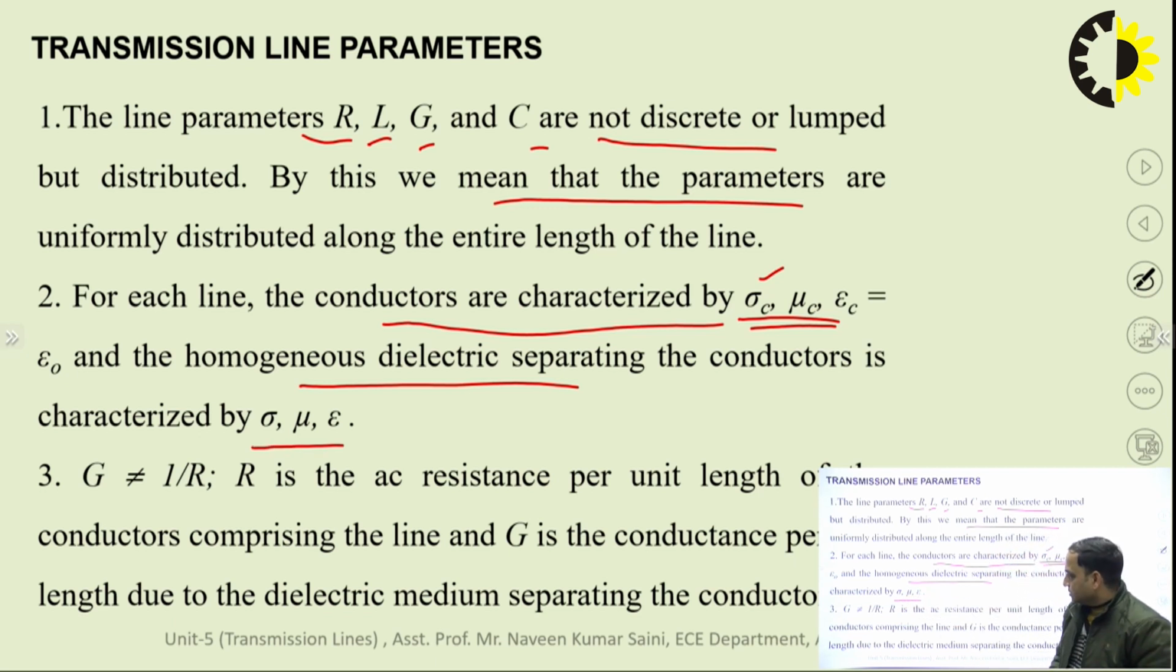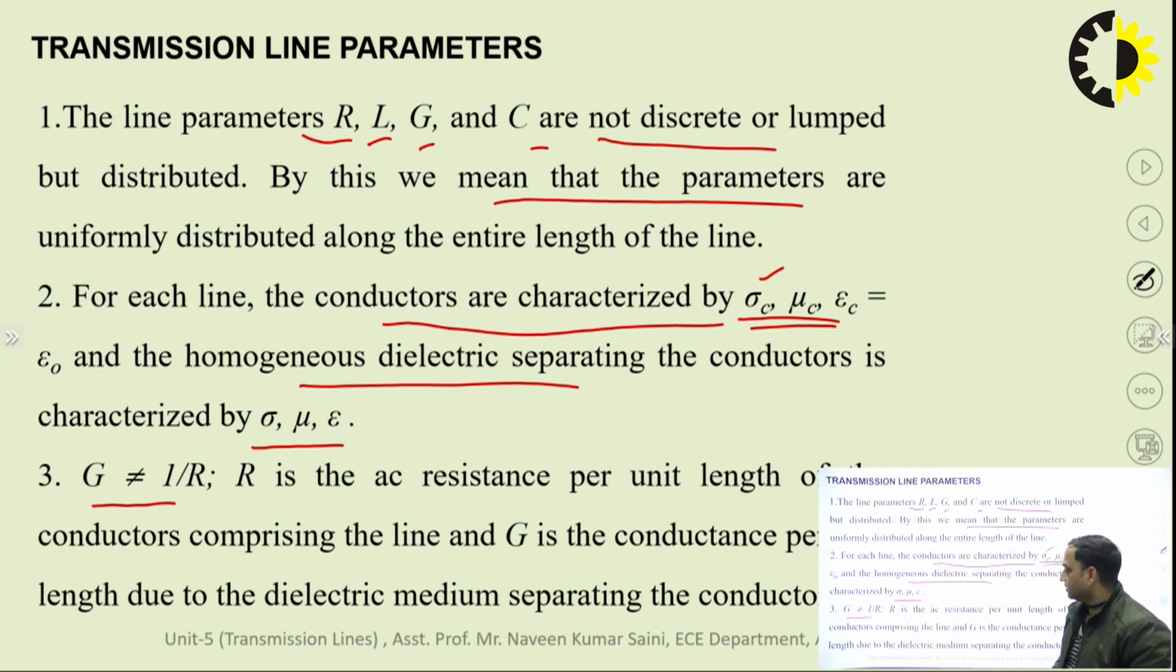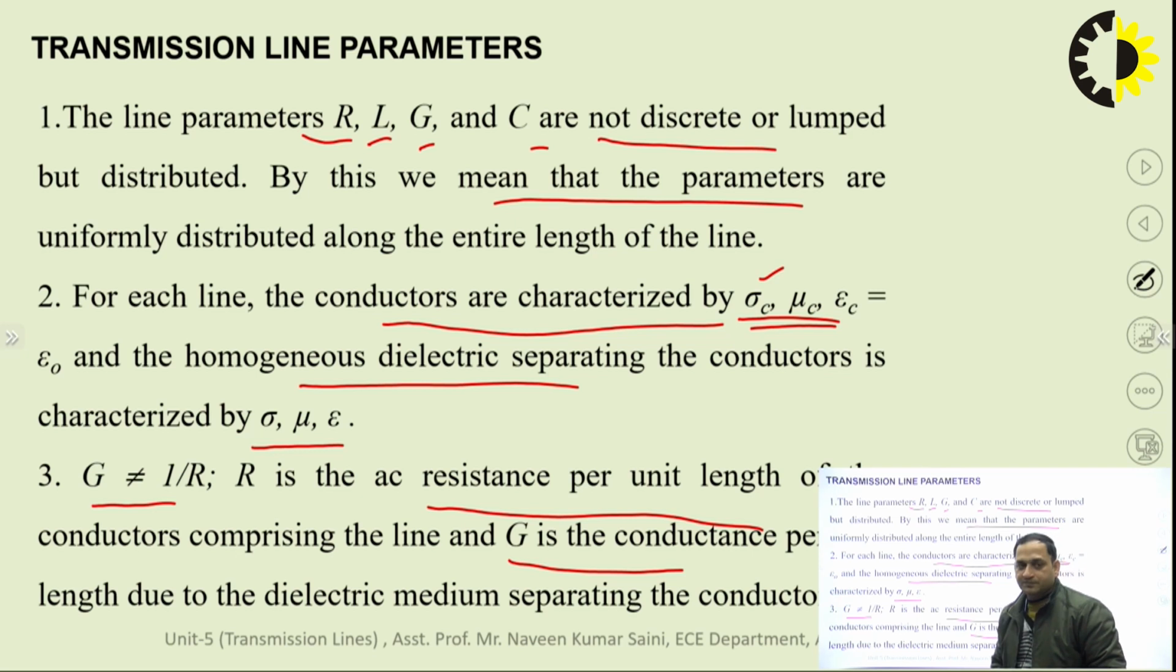Here, one of the properties is that G is not equal to 1 upon R, where R is the AC resistance per unit length of the conductors comprising the line, and G is the conductance per unit length. This is due to the dielectric medium between the two conductors.